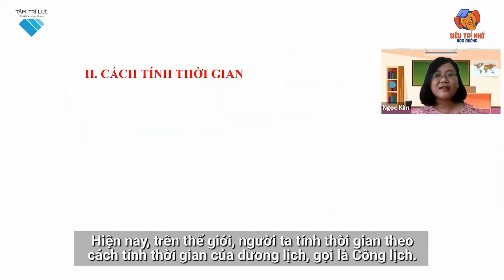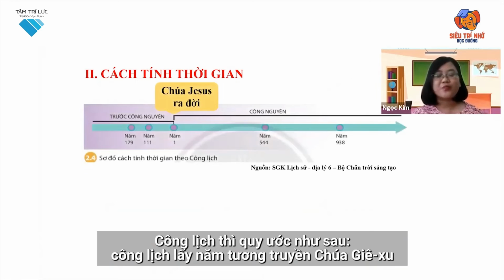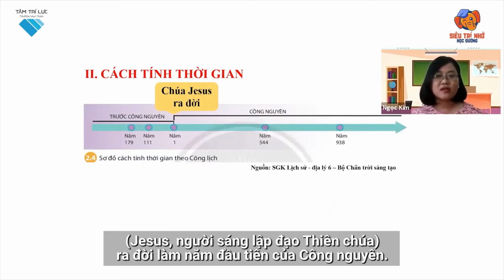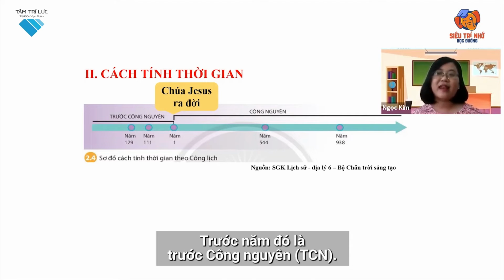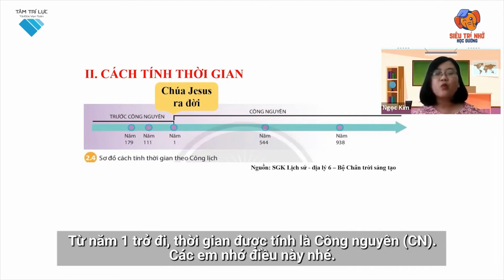At the moment, in the world, people calculate time according to the time calculation of the solar calendar, called the Gregorian calendar. The Gregorian calendar follows this rule. The calendar takes the year of the beginning of the Christian era, when Jesus was born, as the first year of Anno Domini. Before that year was before Christ, or BC. From year 1 onwards, time is counted as Anno Domini. Please remember this detail.